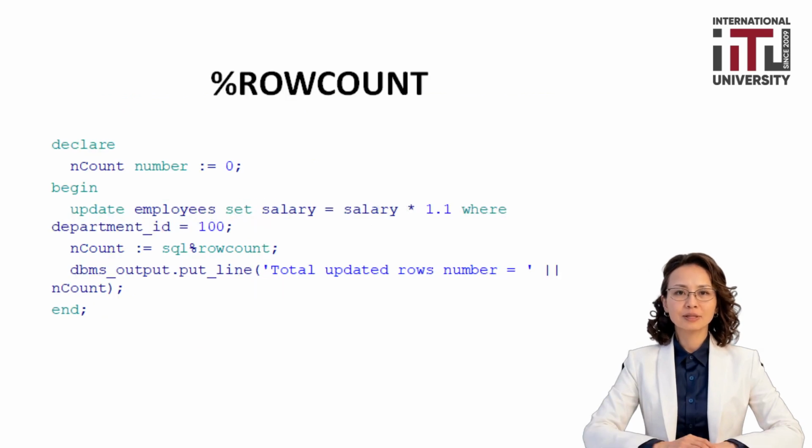In this example, we update the salaries of employees in Department 100 by 10%. After performing the update, we use the cursor attribute SQL%ROWCOUNT to find out how many rows were affected. We store this value in the variable nCount and then display it using DBMS_OUTPUT.PUT_LINE. This simple approach allows you to track the number of records updated in a DML operation efficiently.